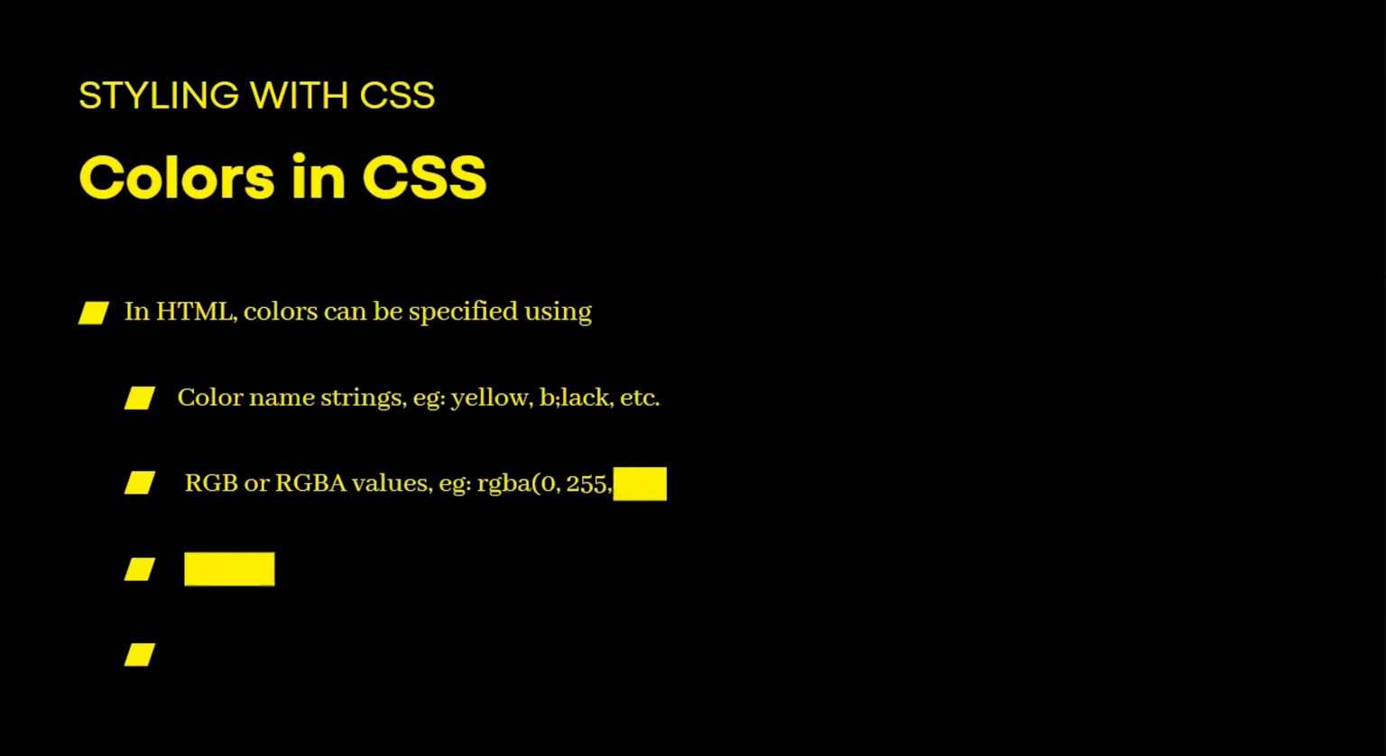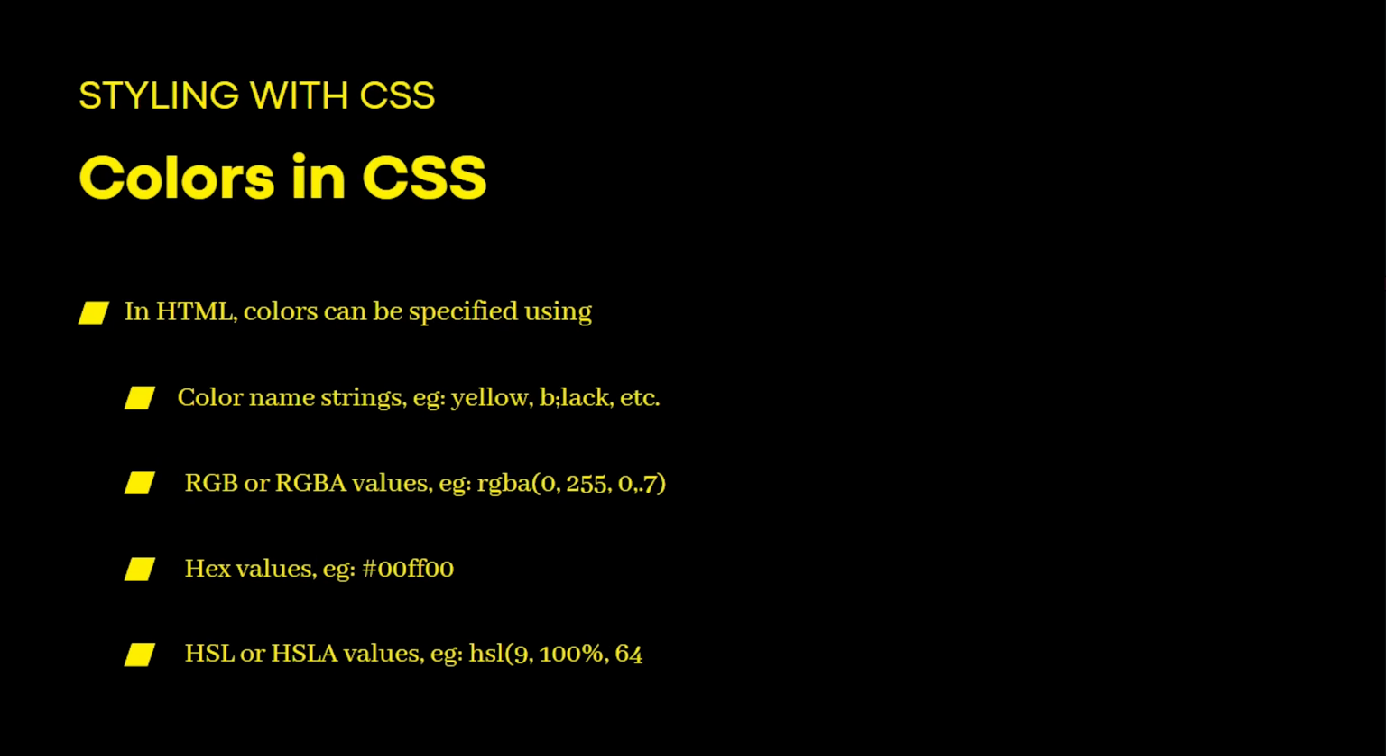In HTML, there are different ways in which you can specify colors. One way is by using color name strings. In previous videos, we specified the colors using color name strings, like specifying the name of the color, like yellow, black, etc. And the second way is by using RGB or RGBA values.